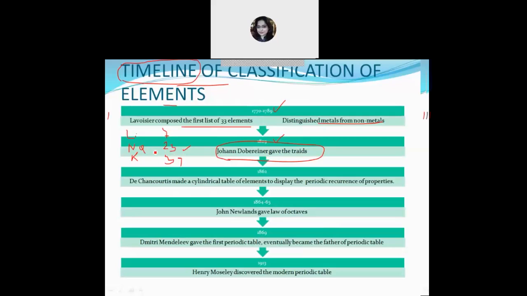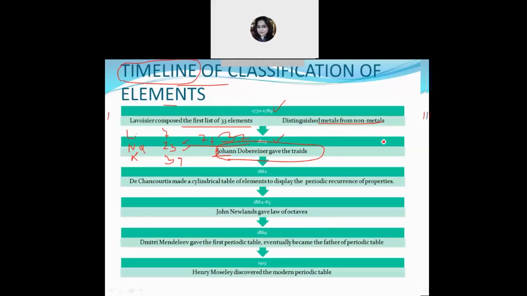All right. So, if you get the average of the atomic weights of lithium and potassium, you will get the atomic weight of sodium, that is 23. Okay. So that is why he formed 3 triads. One is lithium, sodium, potassium. Other is calcium, strontium, and barium. And the third one is chlorine, bromine, and iodine, on the basis of their increasing atomic masses.